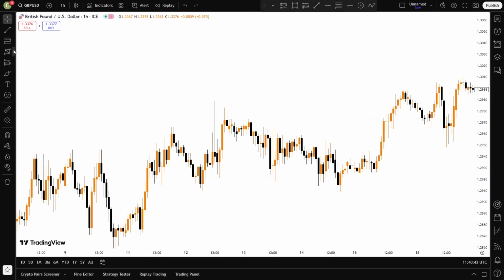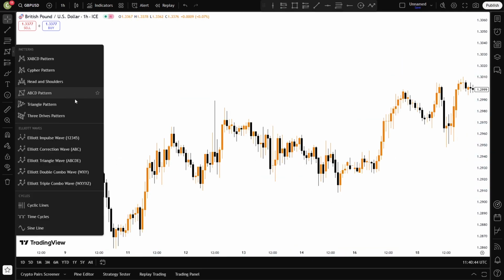Now the next one after the ABCD pattern is the triangle pattern. The triangle pattern forms when price gets squeezed between convergent trend lines, creating a triangle shape on the chart. It shows indecision or consolidation before a breakout in either direction. There are three main types of the triangle patterns. You have the ascending, the descending, and the symmetrical.